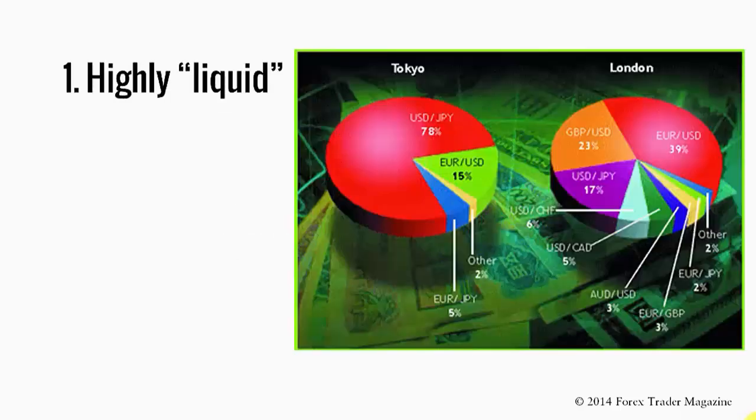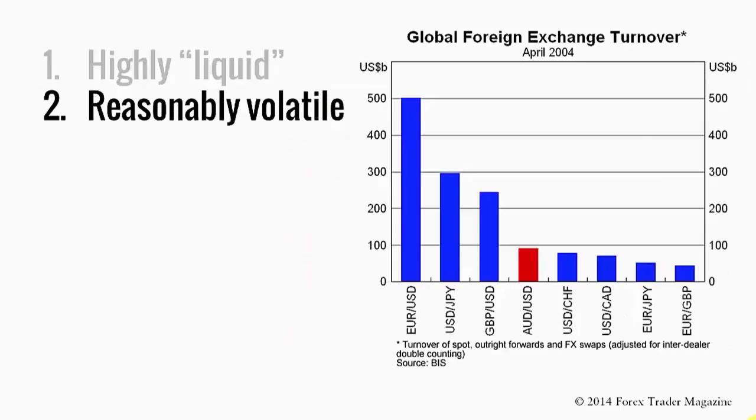The best currencies to trade, though, are ones that firstly are very liquid, and we can see on these pie charts the varying degrees of liquidity. So you've got the US dollar against the Japanese yen, 78% on the Tokyo Exchange, so very liquid. In London, we've got the pound dollar and the euro dollar and the dollar yen, which make up the highly liquid ones.